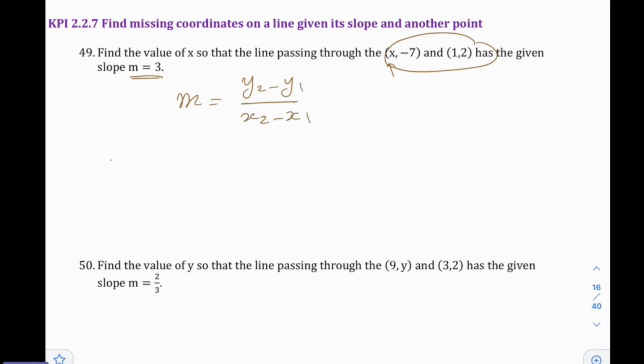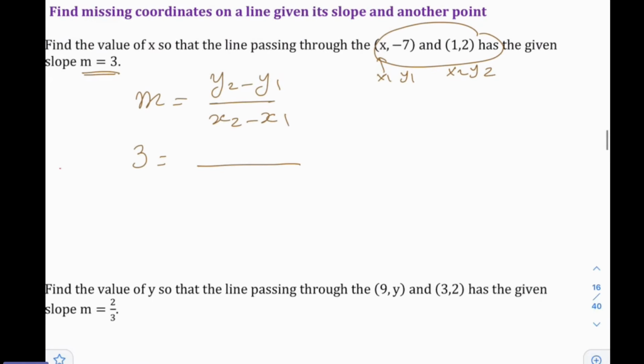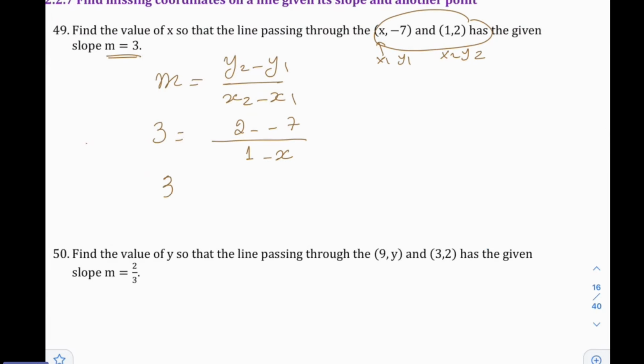Let's replace with what we know. Slope is 3, so 3 equals y2 minus y1. This is x1, y1, x2, y2. y2 minus y1 means 2 minus -7. x2 minus x1 means 1 minus x. And let's simplify. 3 equals 9 over 1 minus x.